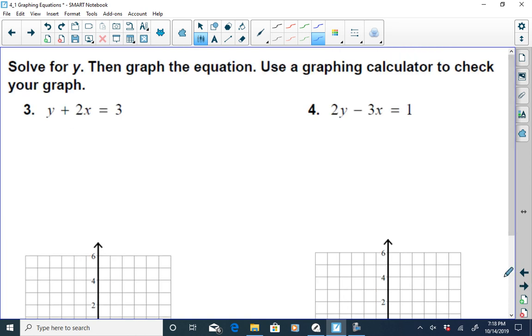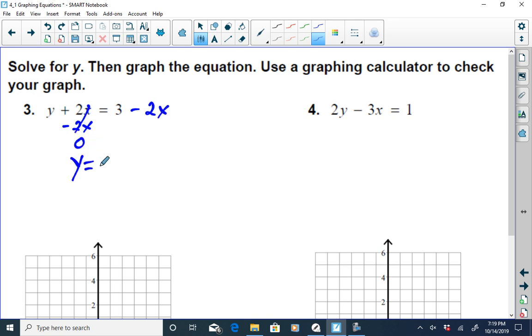All right? Now these next couple of examples are a little bit different. Notice that the equations are not in the form where y is all by itself. So we have to first solve each one of these equations for y. So in this first equation, y plus 2x is equal to 3. We'd have to subtract 2x from both sides of that equation. And when we subtract 2x here, that's going to be 0 on the left side of the equation.